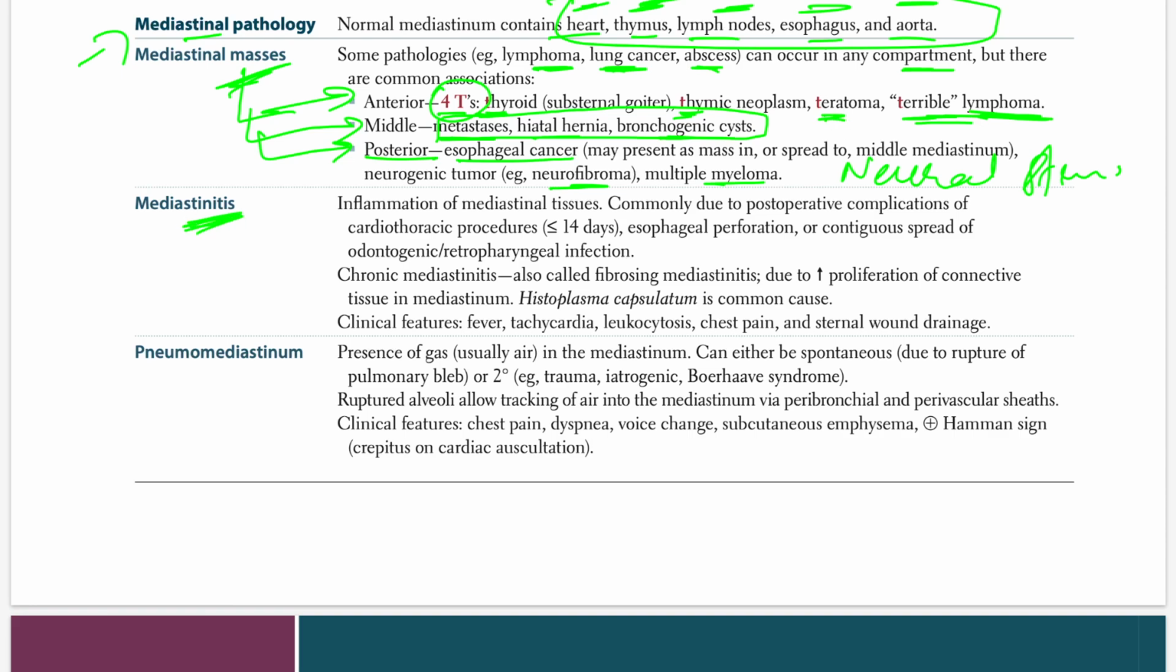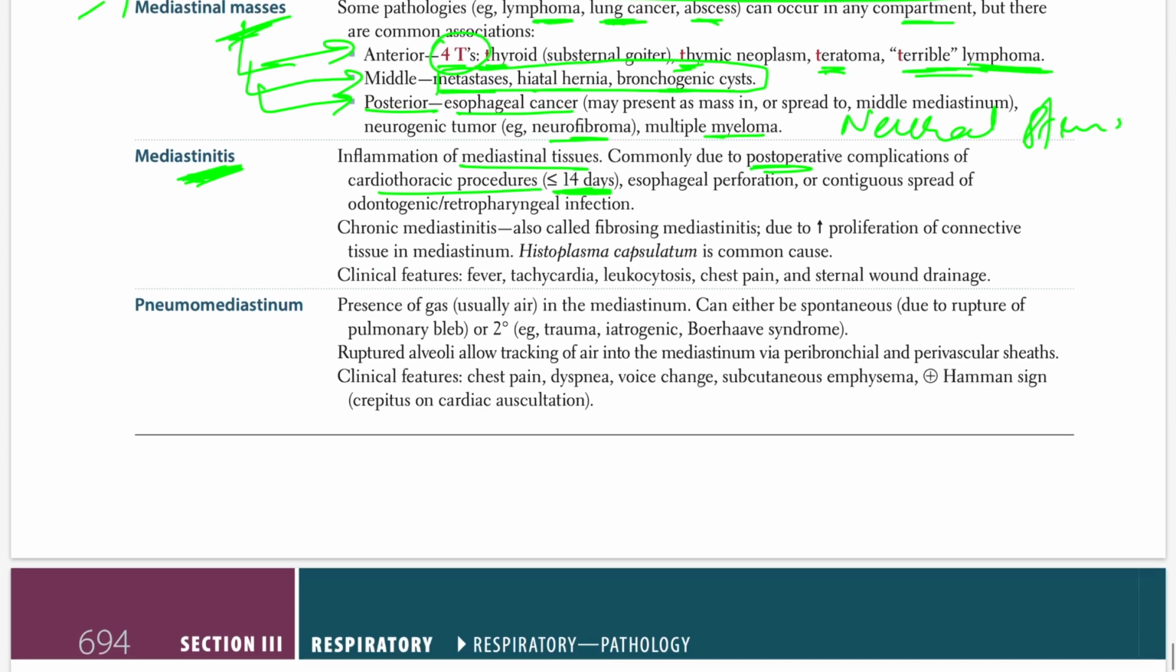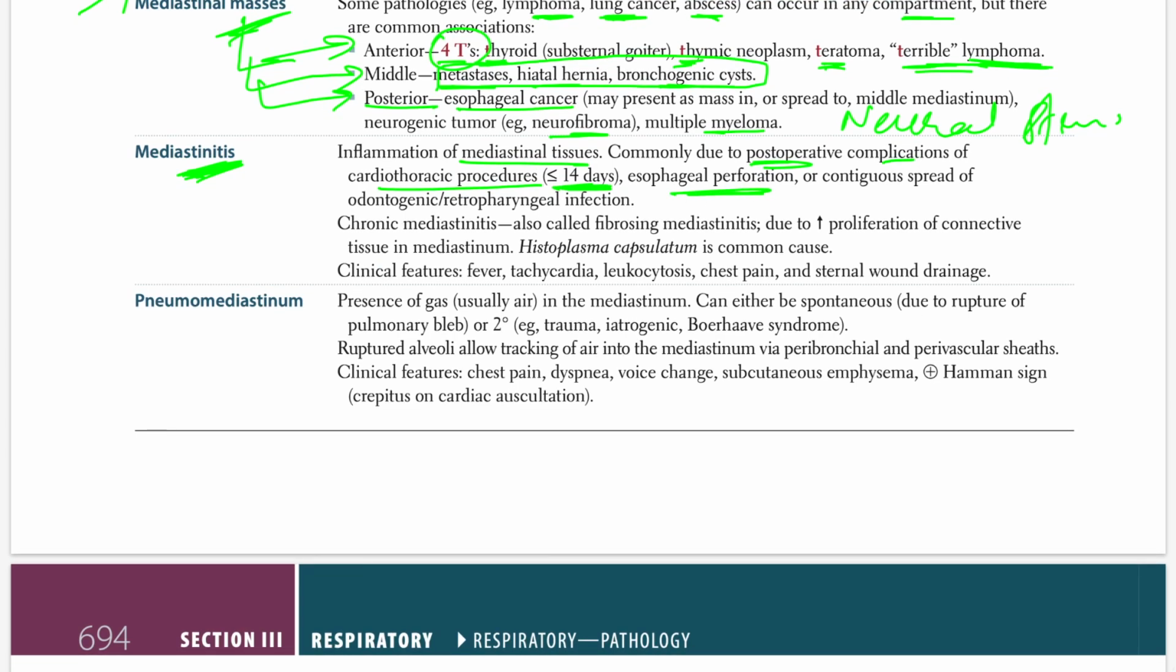Mediastinitis is inflammation of the mediastinal tissue, commonly due to a post-operative complication of cardiothoracic procedures, less than 14 days. So a patient is less than 14 days after the procedure, and they develop mediastinitis, the inflammation of the mediastinal tissues. Complications include esophageal perforation or contiguous spread of odontogenic retropharyngeal infections. And this is acute, by the way, less than 14 days.